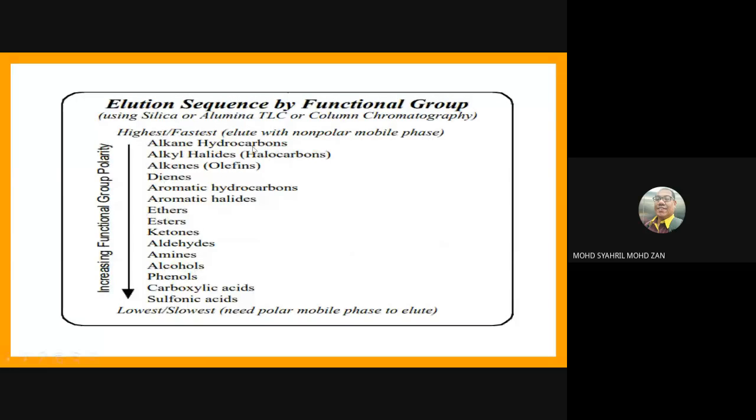So, elution sequence by functional groups. Elution is the process of moving materials through silica or alumina in TLC or column chromatography. It depends on the increasing polarity of functional groups. The functional group with the lowest or slowest is sulfonic acid. The heaviest is alkene hydrocarbon. Of course, hydrocarbon is the heaviest.